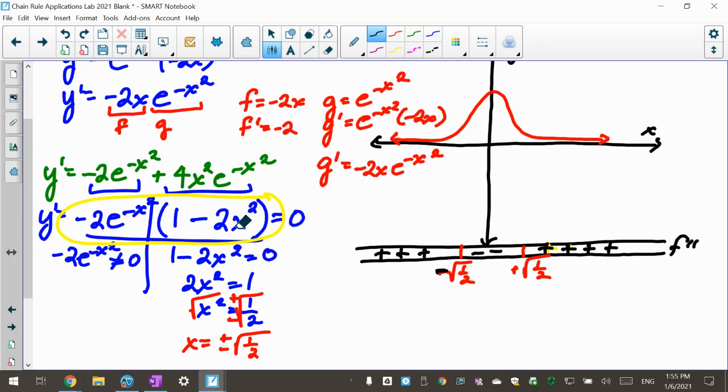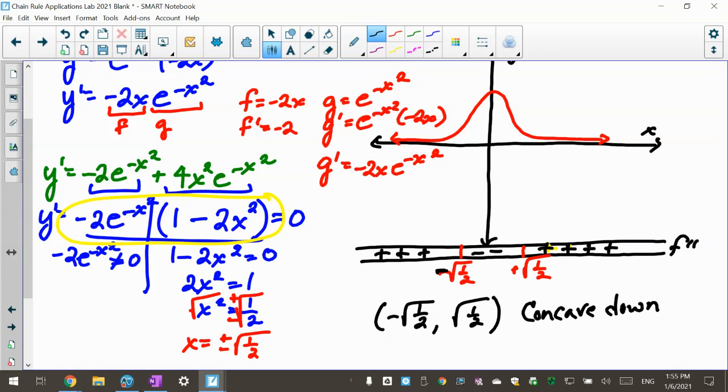Here, if I put a 0 in here, this makes this positive times a negative because of that -2 in there. So now I know in between here it's concave down. So the answer would be between negative radical 1/2 to positive radical 1/2. This is where my function is concave down.